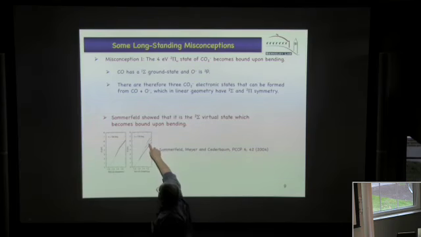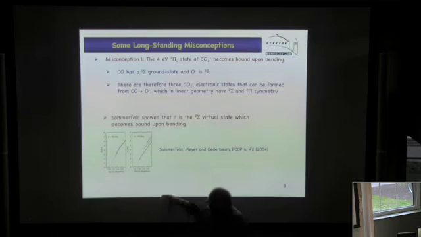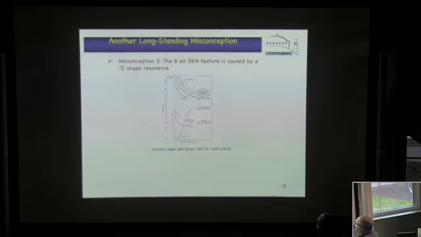But when you bend it, the pi states split into 2 non-degenerate components, but the sigma state is the one that becomes bound. And if you follow this, you can follow it all the way adiabatically to the ground state well of CO2 minus. And there's no question that it's the sigma state, the virtual state, that is in fact responsible for making bound CO2 minus. Okay, so that's one misconception. I'll show you why these misconceptions are important in unscrambling the dynamics in a moment.